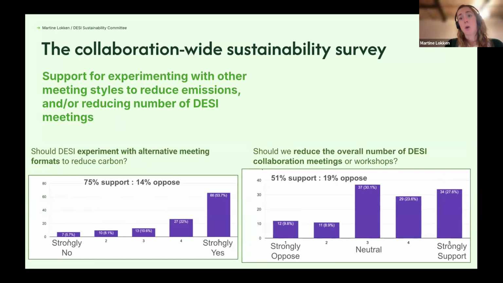And knowing that that would have to be the main source, we asked a lot about meeting styles. And so we assessed whether DESI should start experimenting with alternative meeting formats. We got a lot of strong support for this as well, 75%. And we also asked whether we should reduce the overall number of our meetings. This also had majority support, but only by a slight margin. Not so much opposing. Lots of people were neutral to this. But in general, we found quite a few people, I think especially ECS, were in favor of reduction, because these meetings can also be quite stressful and they really push people to meet deadlines before them. So some people find it to be too much in general.